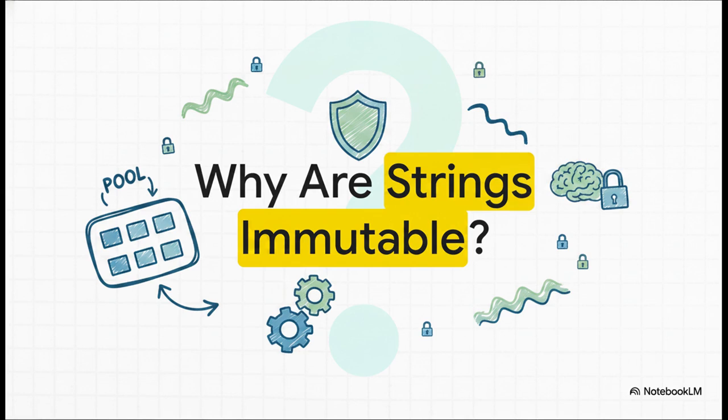Why can't you just change a string object once you've created it? This question is designed to test your deep understanding of Java's underlying architecture. The big three answers here are security, thread safety, and memory optimization. Because strings never ever change, Java can safely cache them in a string pool to save on memory. Plus, multiple threads can share the exact same string without any fear of accidental data corruption.